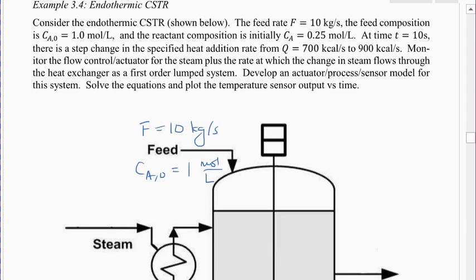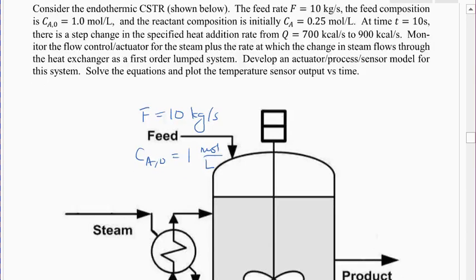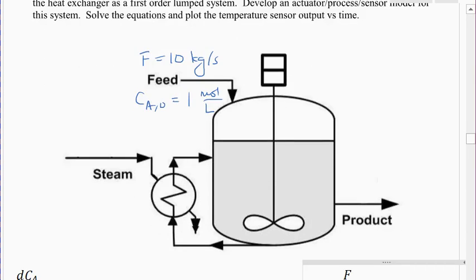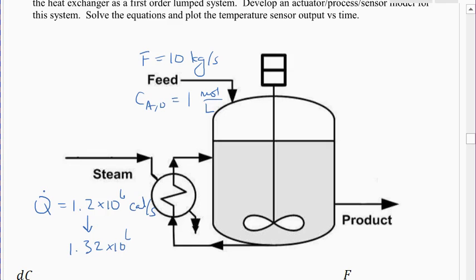This endothermic CSTR has a jacket which is heated by steam, and that steam heat load initially has a Q dot equal to 1.2 times 10 to the 6th calories per second. And then at time t equals 10 seconds, this is going to shift to 1.32 times 10 to the 6 calories per second.